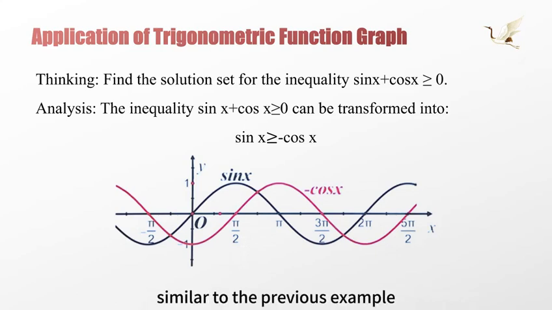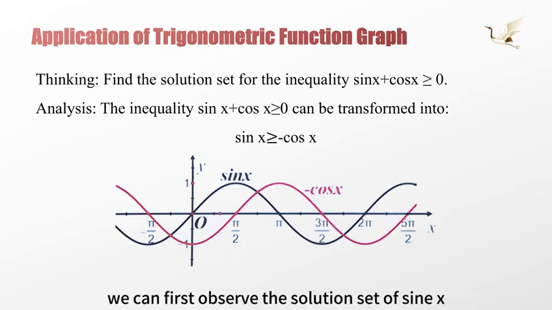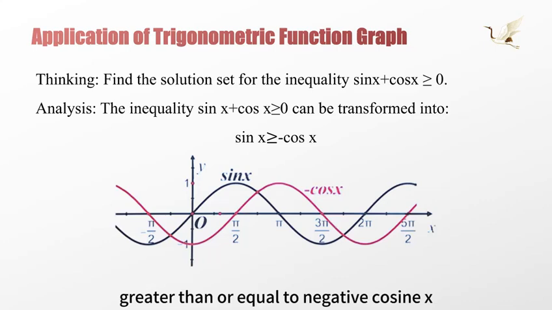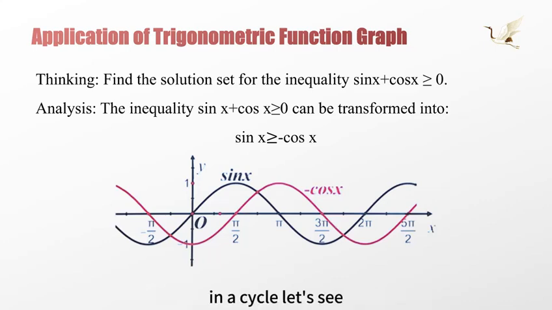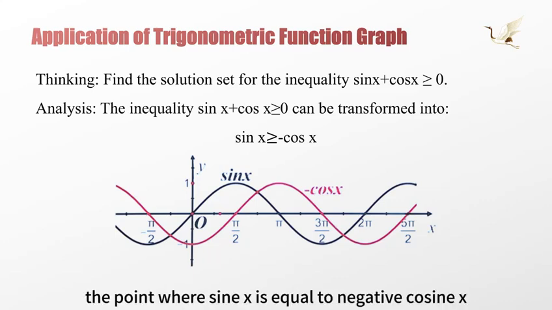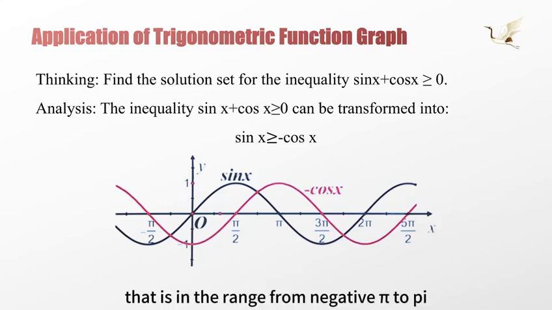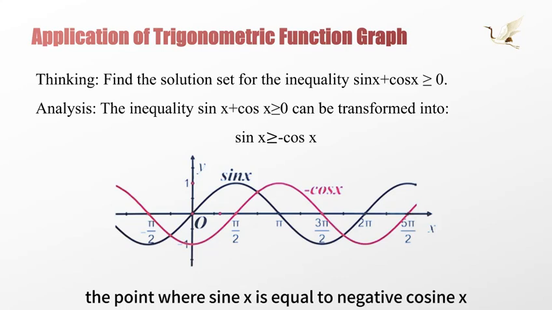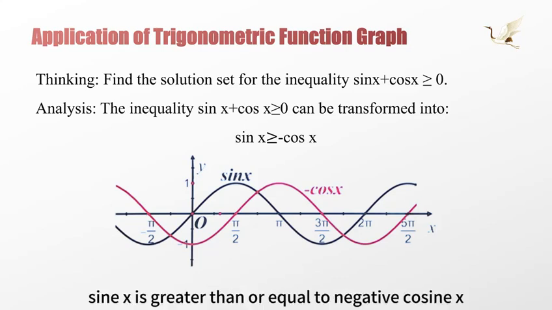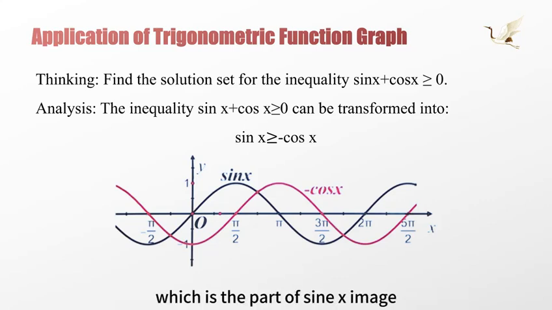Similar to the previous example, we can first observe the solution set of sin x greater than or equal to negative cosine x in a cycle. Let's see. In this topic, it's relatively convenient for us to focus on the images within the period from negative pi to pi. In this period, we find that the points where sin x is equal to negative cosine x are negative 1/4 of pi and 3/4 of pi. Then sin x greater than or equal to negative cosine x is the part where the sin x image is higher than the negative cosine x image.